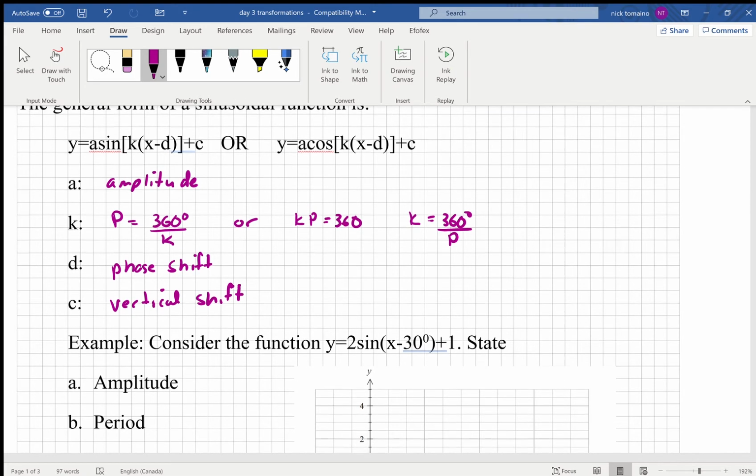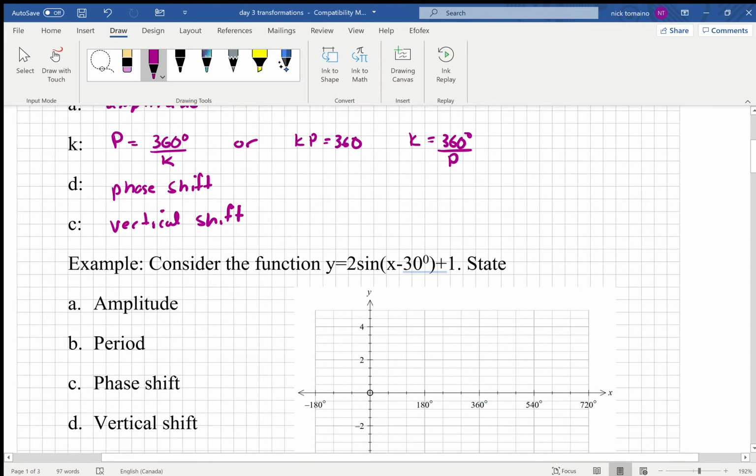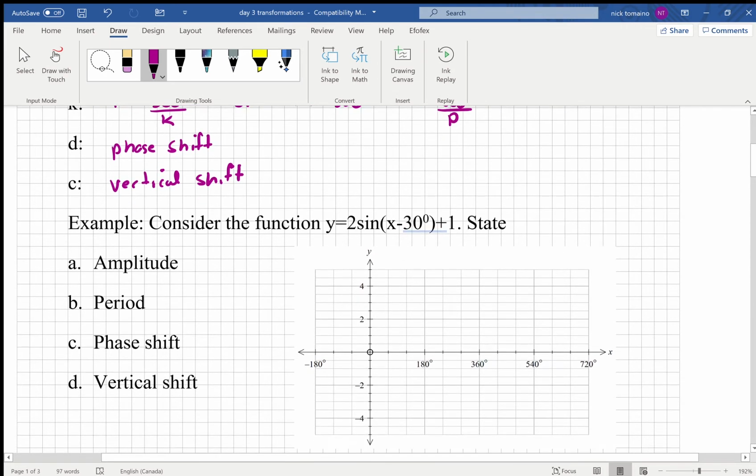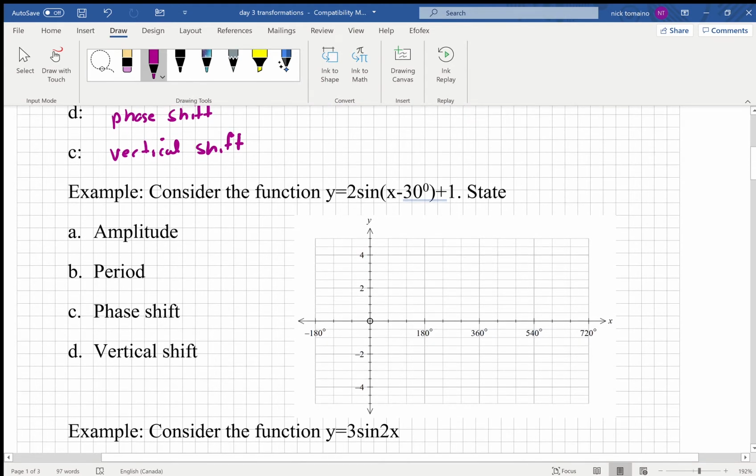All right, so with all the sketching we do, we're only going to sketch one cycle, because if you're asked for more, then you just continue the pattern, but it just makes for a longer grid. So first one here, amplitude is equal to 2. Period is equal to 360 degrees because the number that's multiplying the x is just 1. The phase shift is right 30 and the vertical shift is up 1.